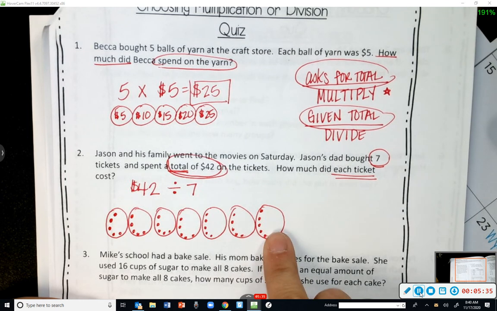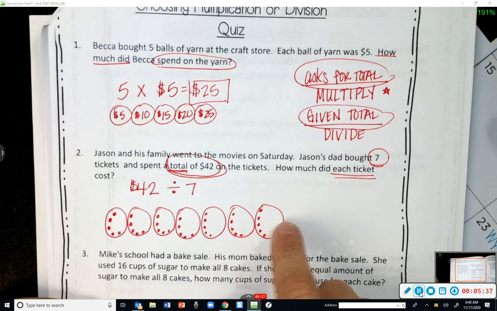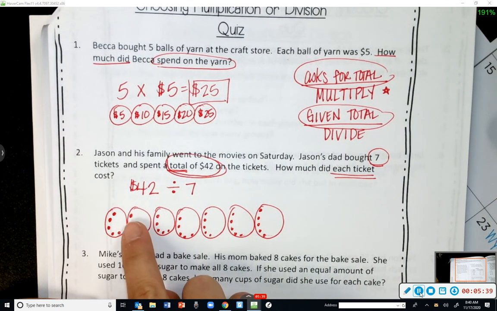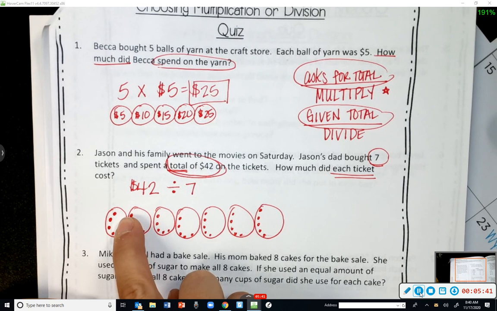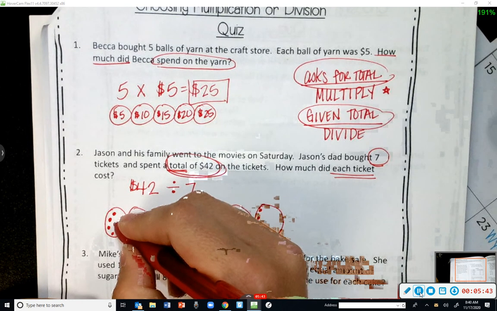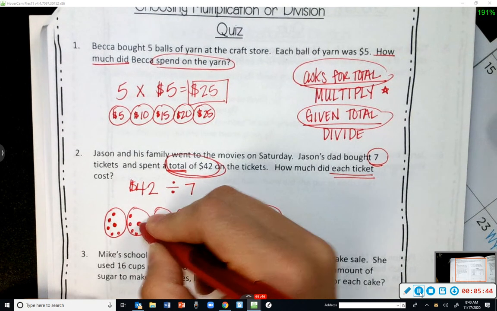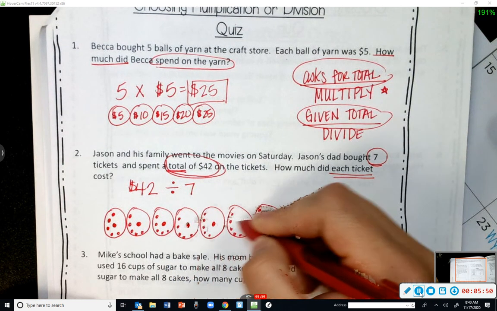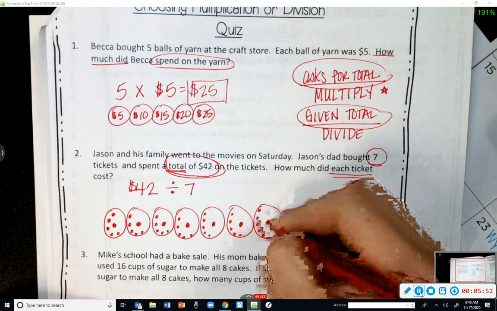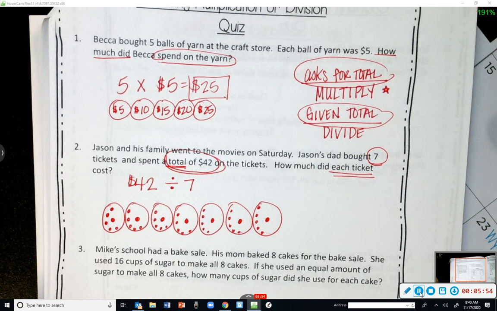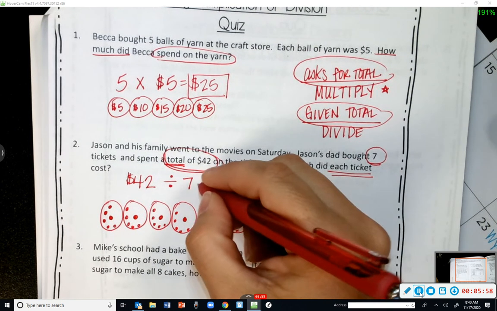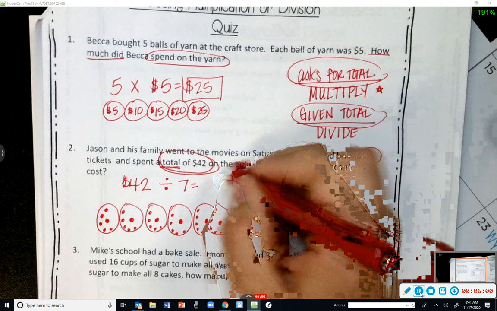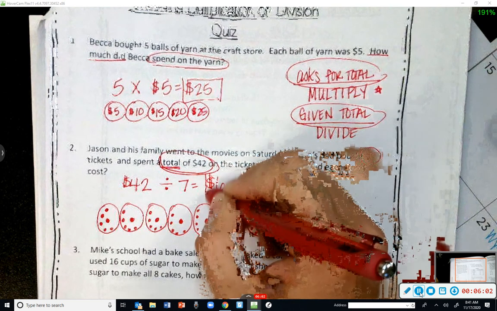So since I counted by 5s, this was 35 right here. So I now need to go back to the beginning and say 36, 37, 38, 39, 40, 41, 42. Oh, so I only needed to add one more. 6 in each group. So that means each ticket cost $6.